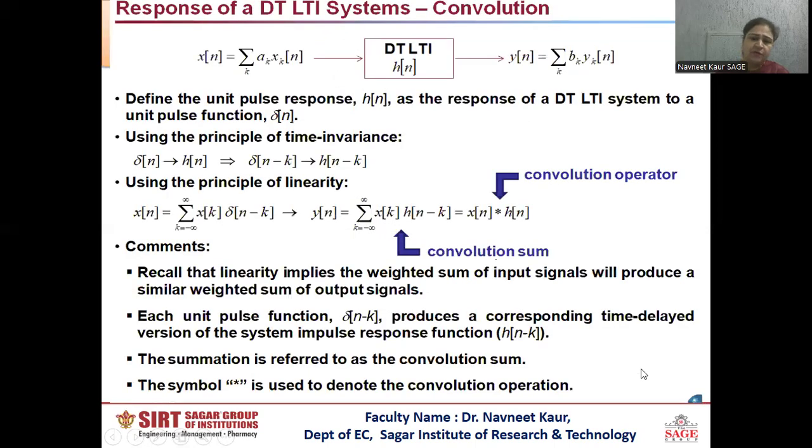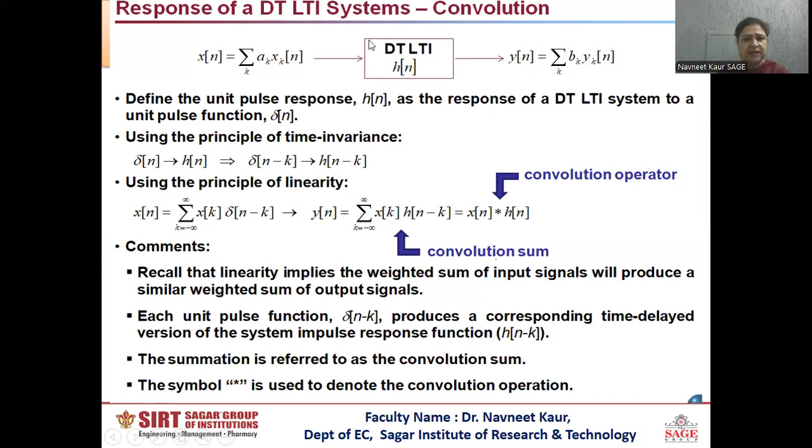So in general form, I can write any signal x[n] as summation x[k] delta[n minus k], where k is going from minus infinity to plus infinity and k is always an integer. So if I write k as 0, it will be x[0] delta[n]. If I write k is equal to 1, it will be x[1] delta[n minus 1], and so on.